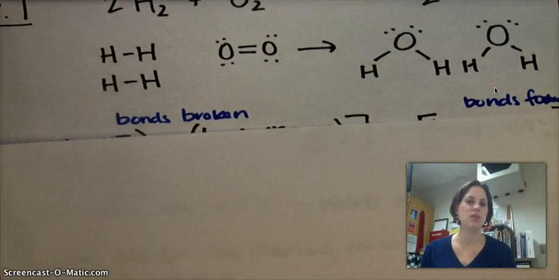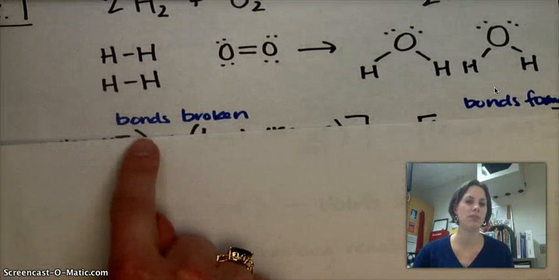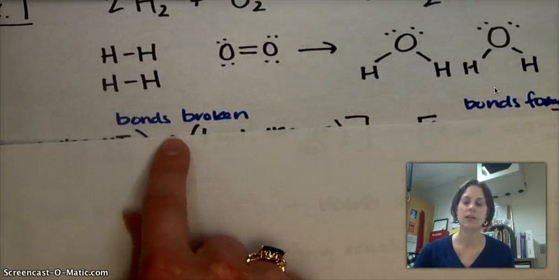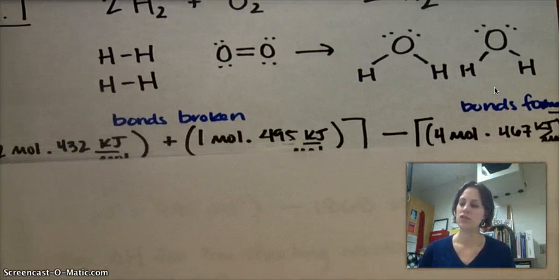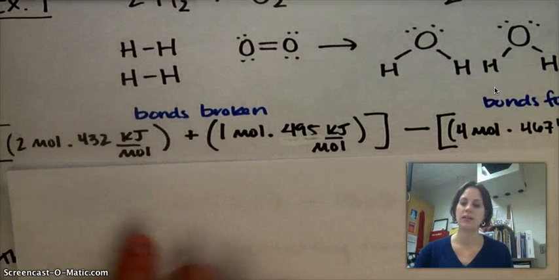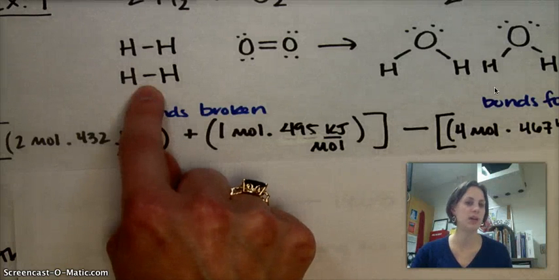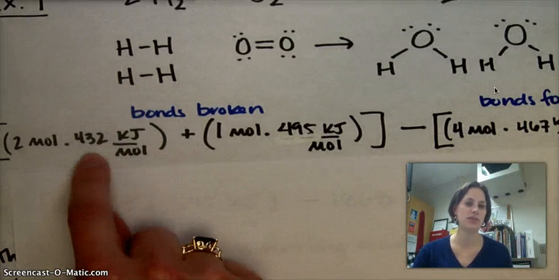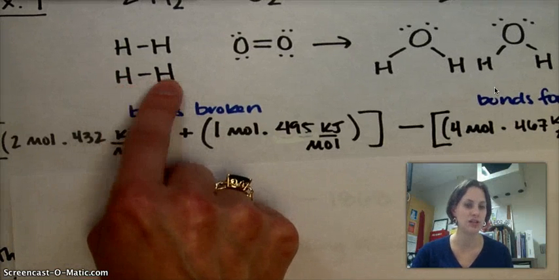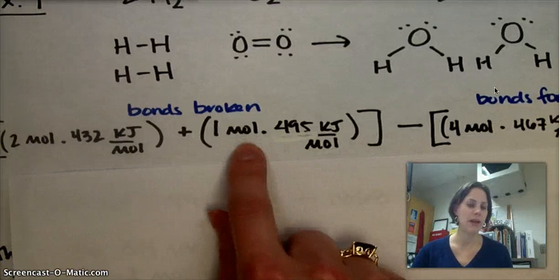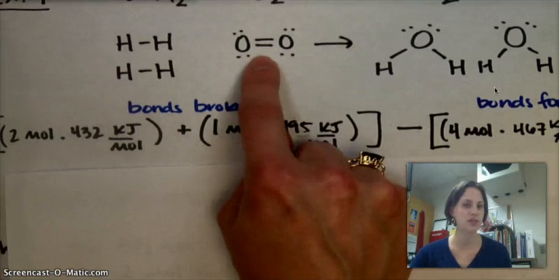I want to take into account all of the energy being put into breaking those bonds, and I want to know all of the energy that will form the bonds. So I can do this. I'm going to take my 2 moles, because I had 2 hydrogen bonds that I was breaking, times the 432. That was from the bond energy for breaking one bond between H-H. I'm going to add that to 1 mole times 495. This was the value for breaking the oxygen double bond.